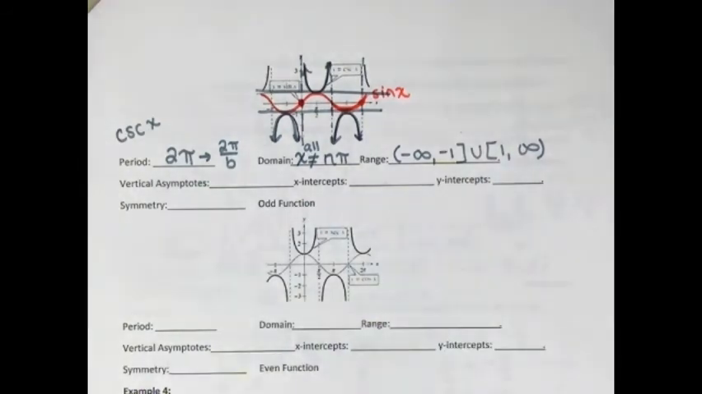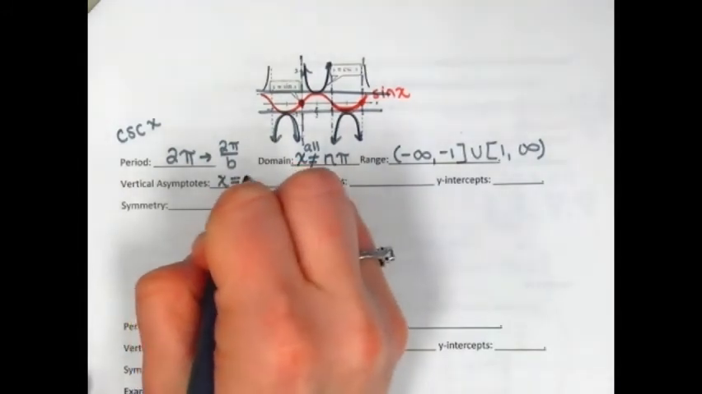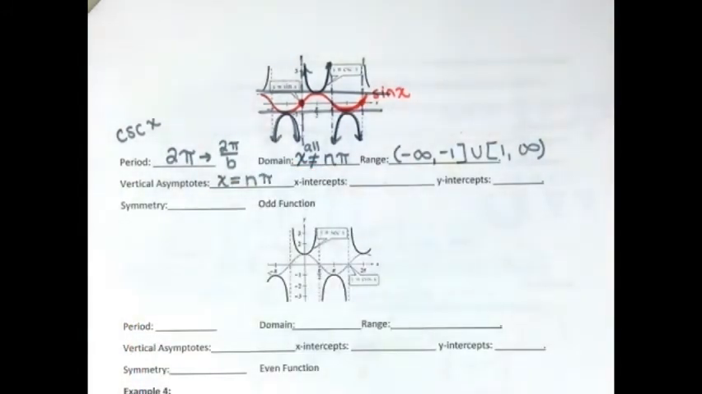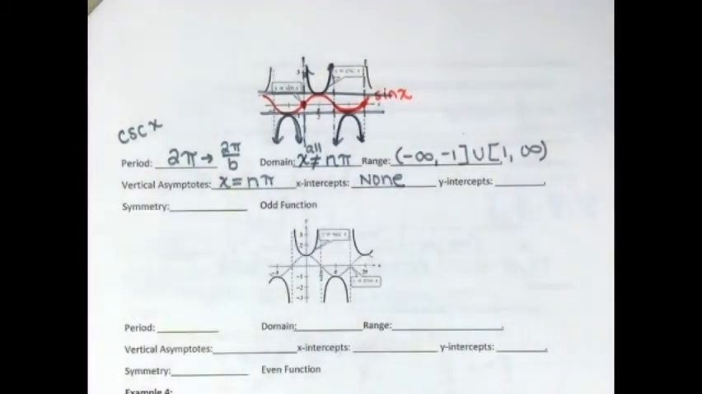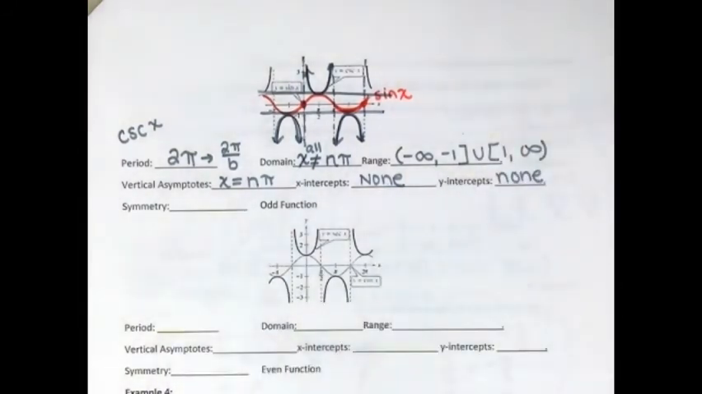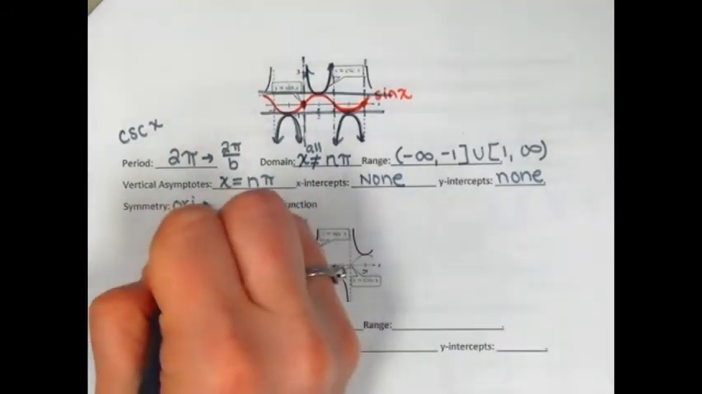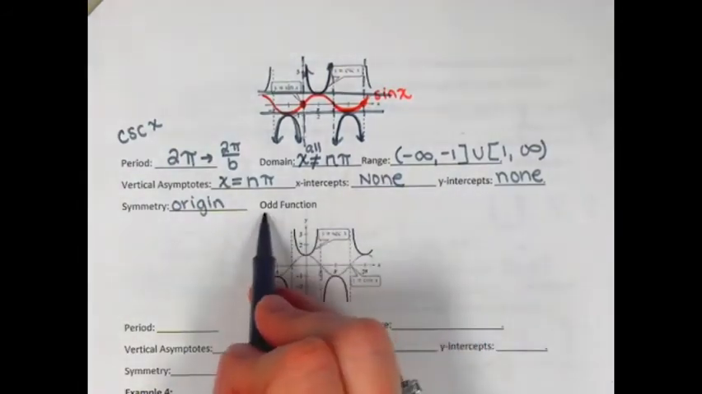We have vertical asymptotes at x equals n times pi, so 0, pi, 2 pi, 3 pi, 4 pi, and so on. Do we have any x-intercepts? Nope. Do we have any y-intercepts? Nope. What do you think, are we symmetric on this one? It's actually the origin again. And once again, it is an odd function.